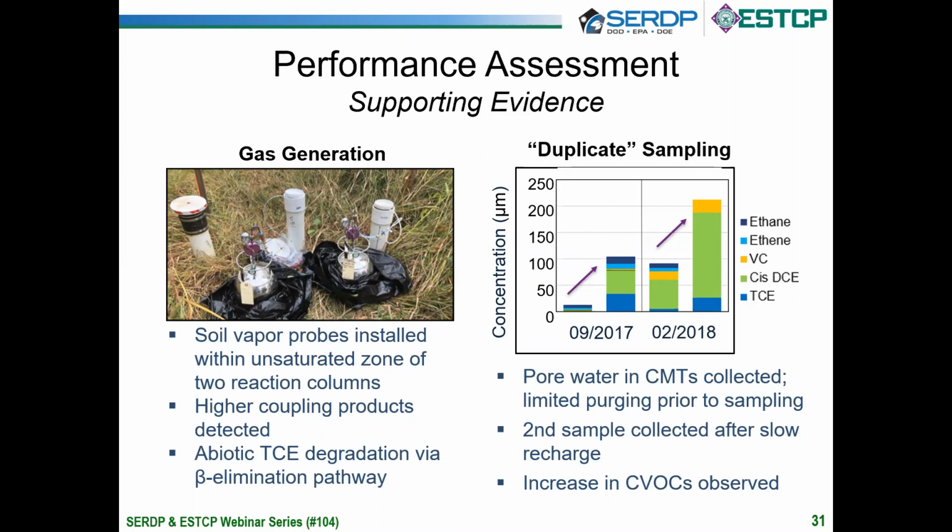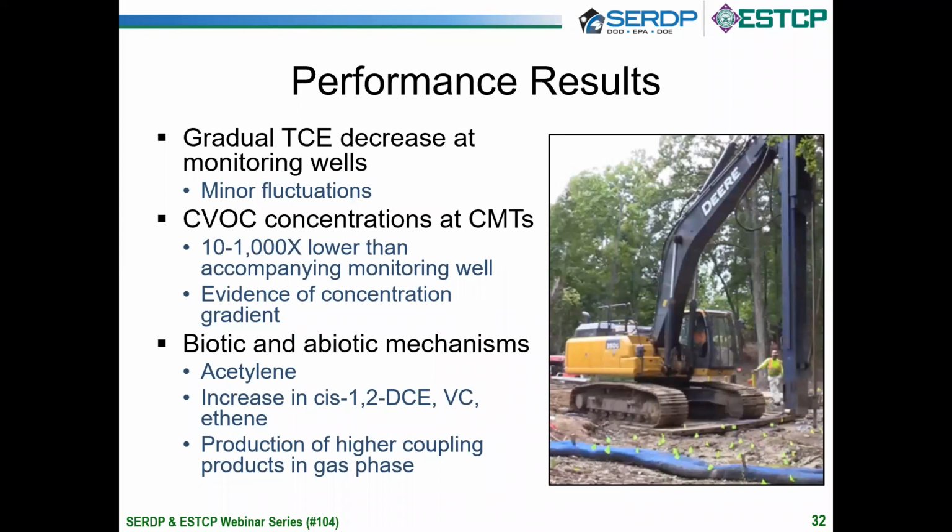Moving into slide 32, just the overall performance results. Again, as I mentioned, we had a gradual TCE decrease in monitoring wells, with minor fluctuations in some of the daughter product concentrations. The big take home here is that the CVOC concentrations at the CMTs are on the order of 1 order of magnitude up to 3 orders of magnitude different than the accompanying monitoring wells. And we see that throughout the other CMT monitoring well pairs. That is, again, evidence of a concentration gradient.